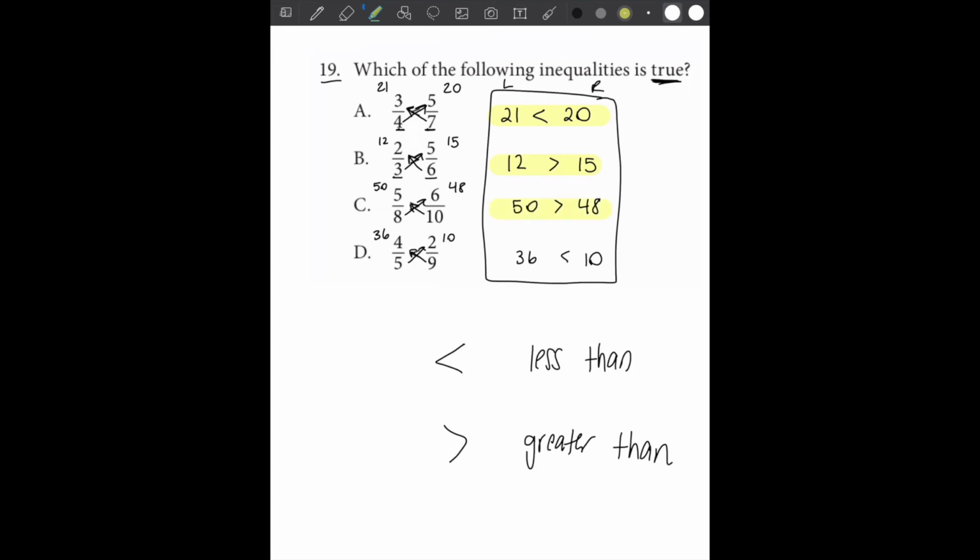And this one says 50 is greater than 48. This one says 36 is less than 10. So with that being said, we can all agree that this one is the true statement. 50 is greater than 48. That means C would be our answer.